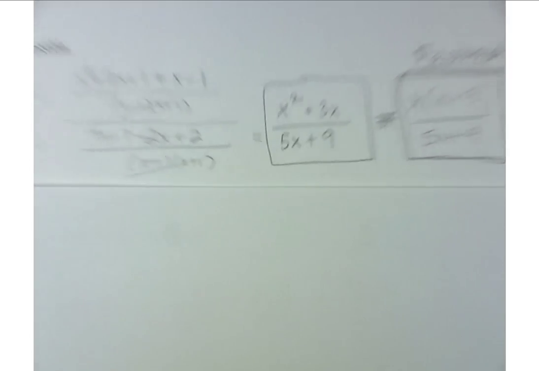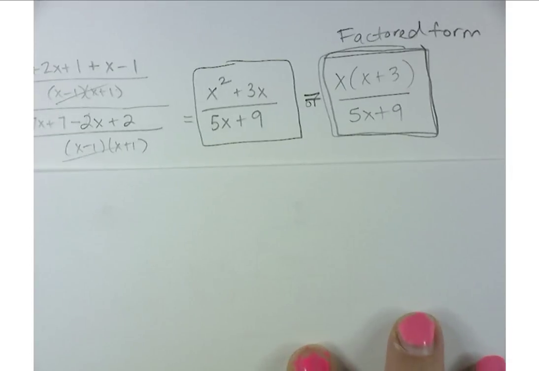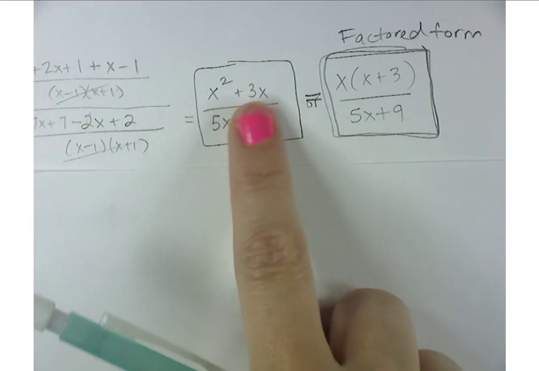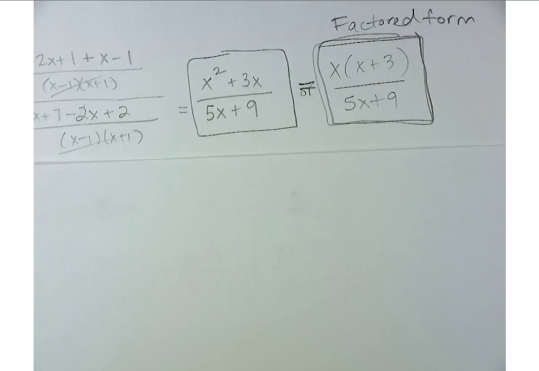But that is not in factored form. Because what is the common factor in x squared and 3x? What's the common factor? X, right? Okay, so we're going to factor that out. Okay, so your final answer should be x times x plus 3 over 5x plus 9.